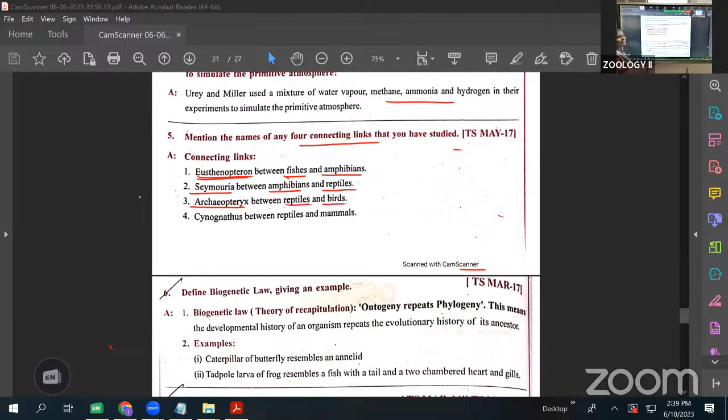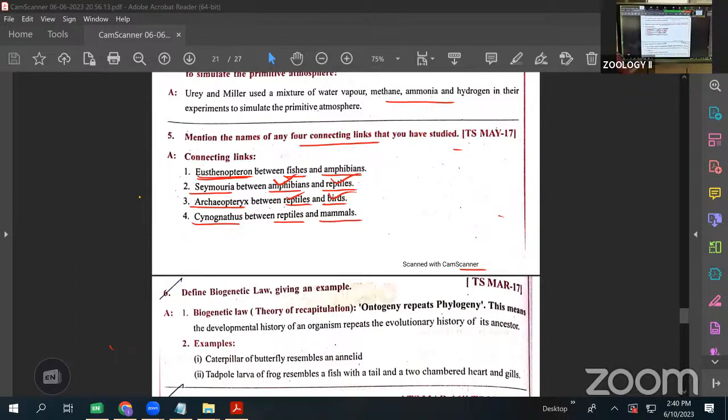It means two classes or two phyla are connected. Some animals have both characters. For example, Archaeopteryx has reptile characters as well as some bird characters. That we call a connecting link. Next is Seymouria, which is connected. Some have amphibian characters, some have reptilian characters. Next, the Cynognathus. This has some reptilian characters and mammalian characters. These are called connecting links here.